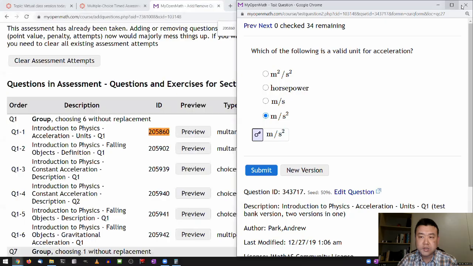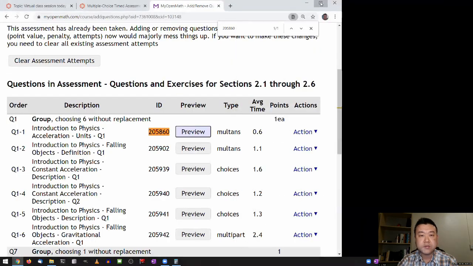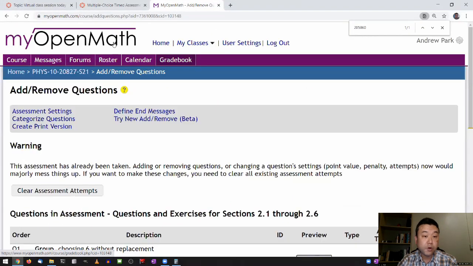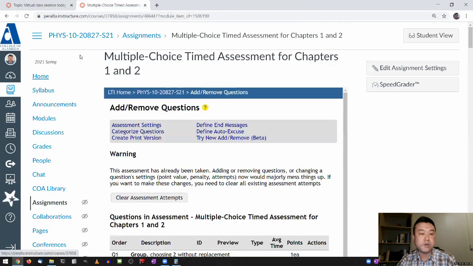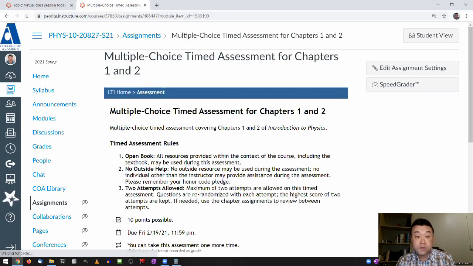As you're studying and preparing for the timed assessment, what I would recommend is to review your homework. That's your best resource for preparing for these timed assessments. Even for the calculation questions, you should be able to find the homework version.